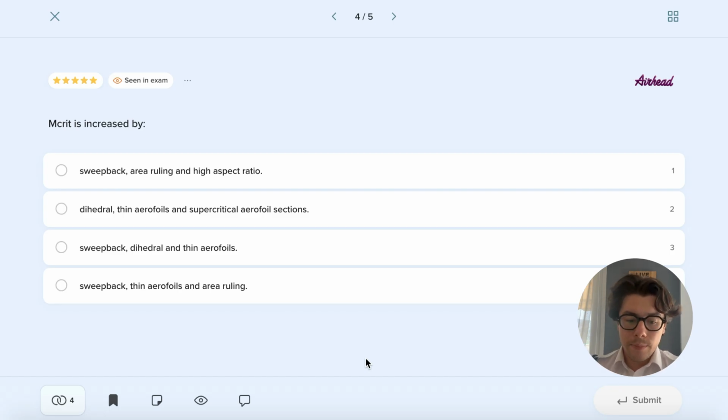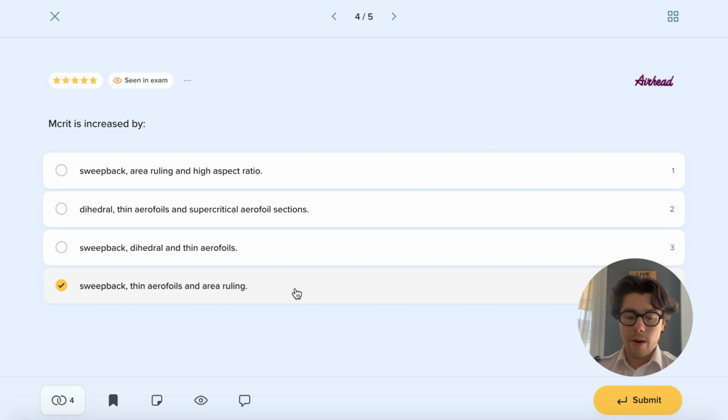So sweepback, area ruling, and high aspect ratio. In this case, no, the aspect ratio doesn't affect critical Mach number. Dihedral doesn't affect critical Mach number either. Sweepback, dihedral, and thin airfoils, and sweepback, thin airfoils, and area ruling. In this case, the last answer makes the most sense.